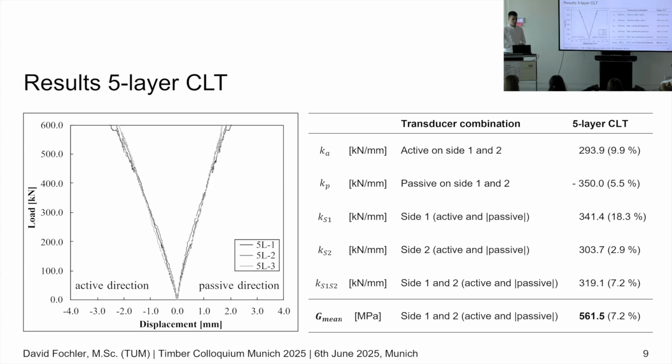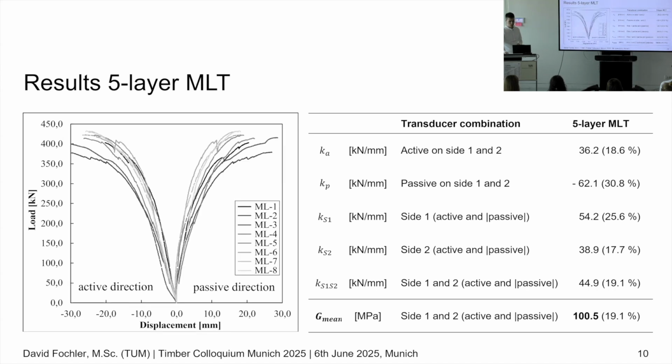Here are the results for the 5-layer CLT. The same thing with the higher displacements in active direction is true for those elements too. Here the difference is that the 600 kilonewtons of the testing machine were insufficient to cause failure of the specimens. However, the specimens showed already initial signs of net shear failure, even if they didn't fail in the end. And here the mean value of the shear modulus was calculated as 561.5 megapascals.